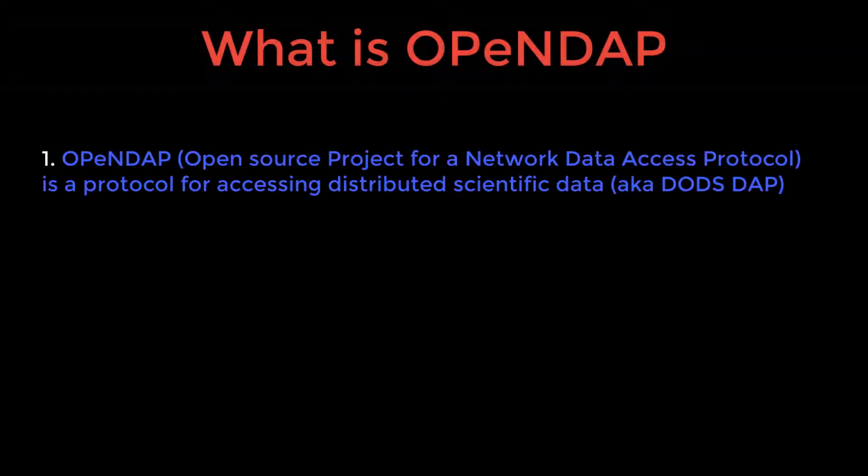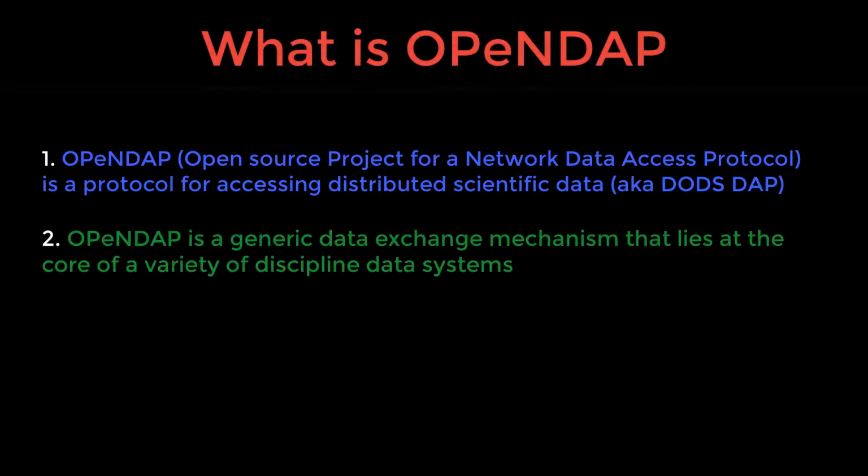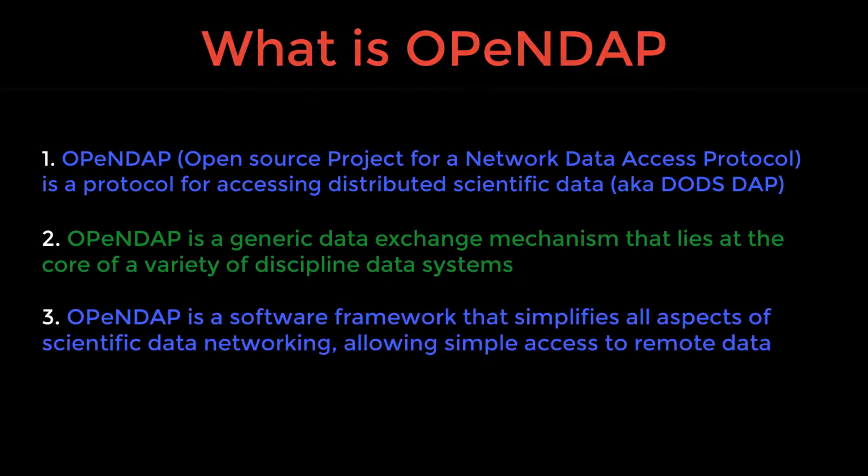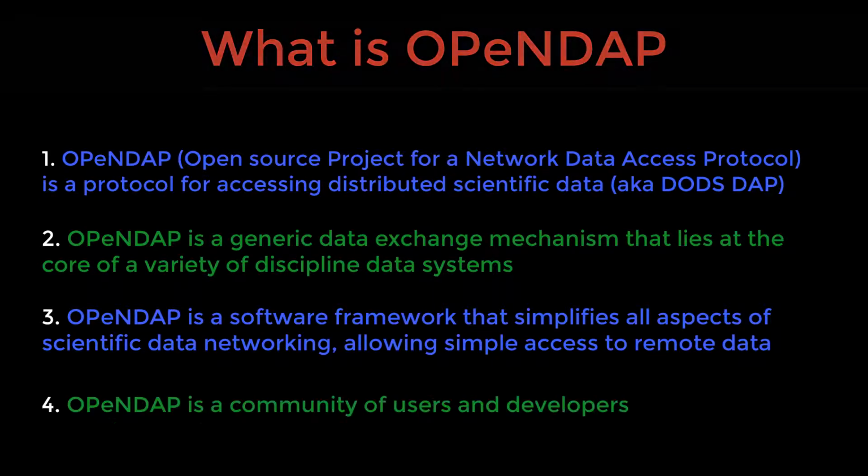Before we dive into the details, let's talk about some basic background on OPeNDAP. So what is OPeNDAP? First, OPeNDAP, Open Source Project for a Network Data Access Protocol, is a protocol for accessing distributed scientific data. Second, OPeNDAP is a generic data exchange mechanism that lies at the core of a variety of discipline data systems. Third, OPeNDAP is a software framework that simplifies all aspects of scientific data networking, allowing simple access to remote data. Fourth, OPeNDAP is a community of users and developers.